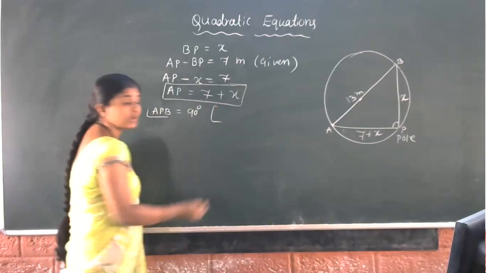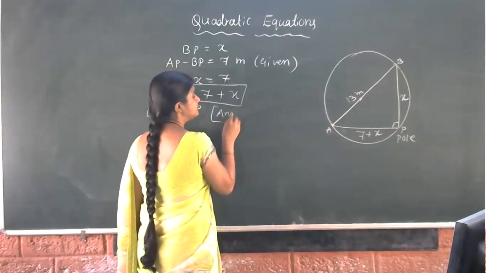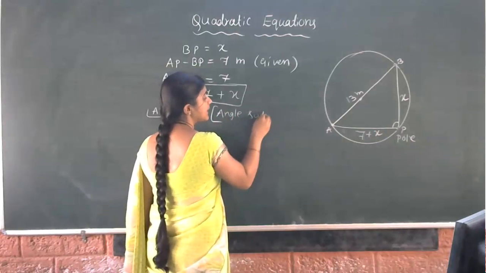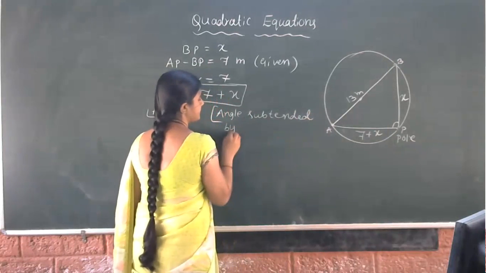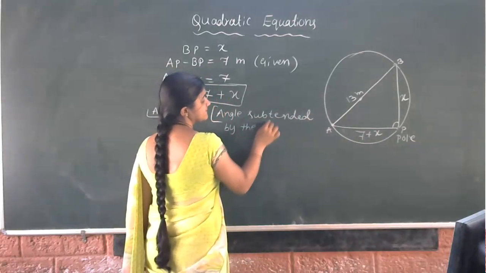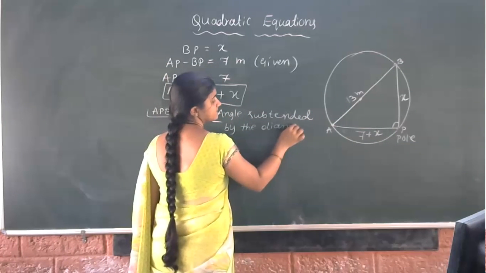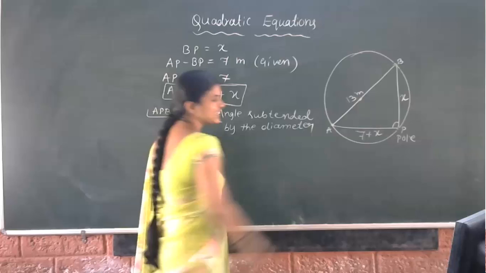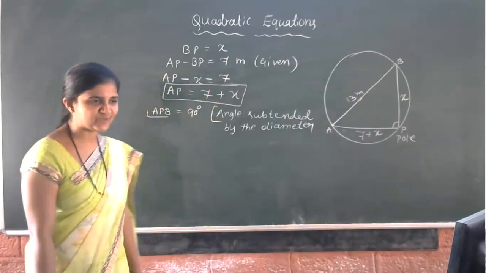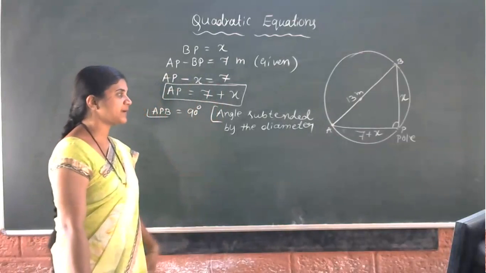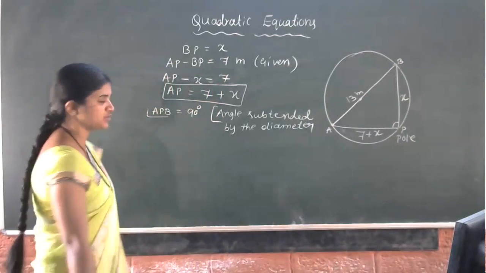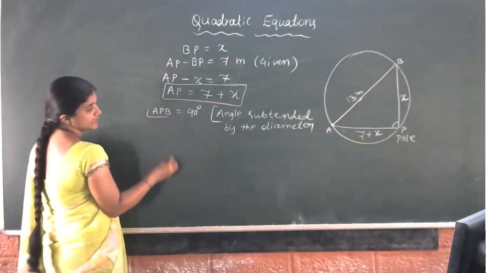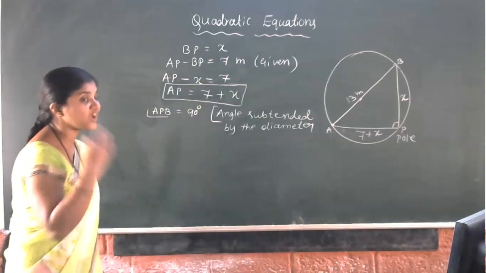What reason will you write here? Angle subtended by the semicircle, you can also take. Okay, angle subtended by the ends of the diameter. That type of reason you have to take. APB is 90 degrees, in the sense we can apply the Pythagoras theorem.